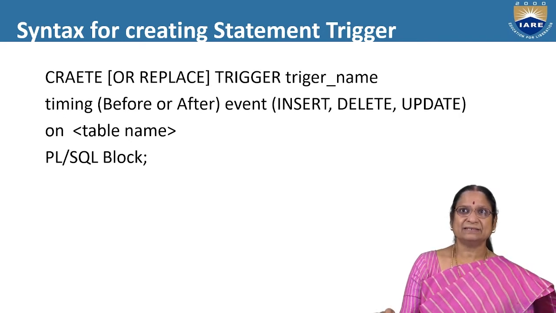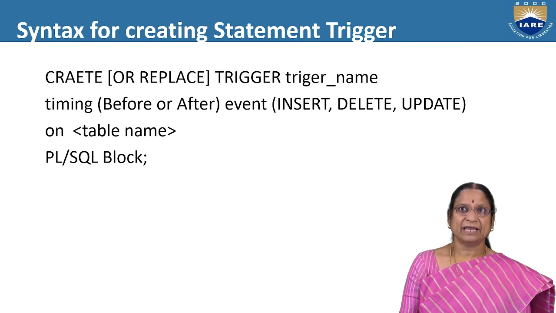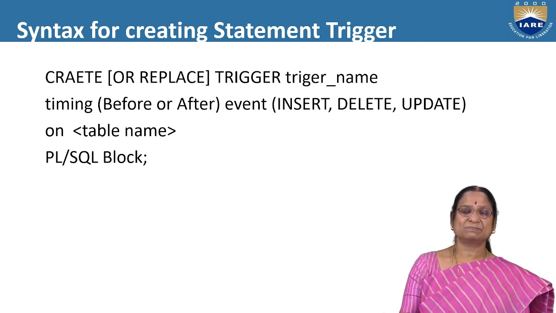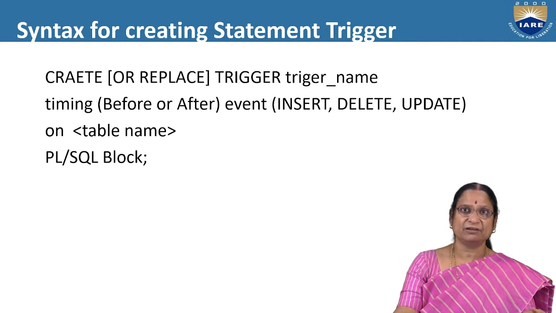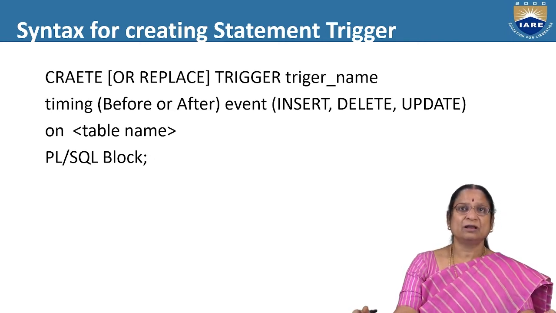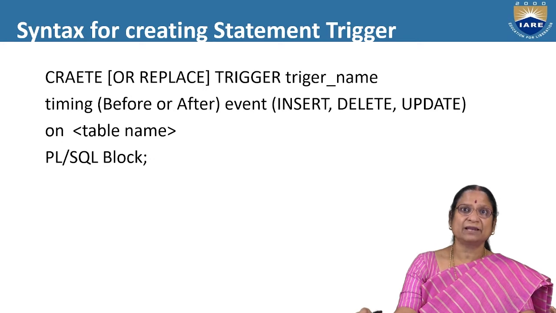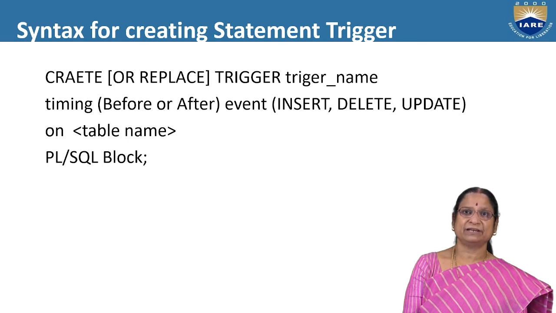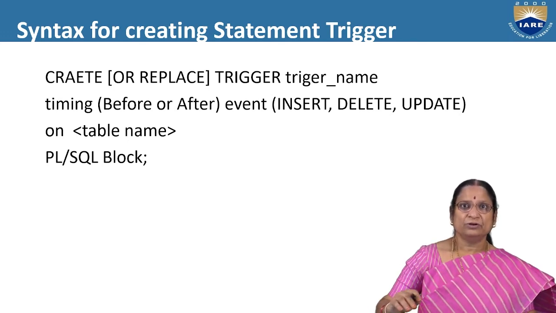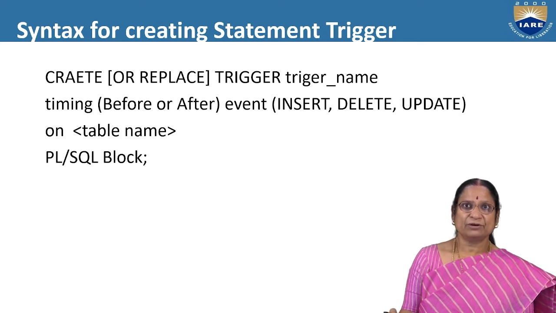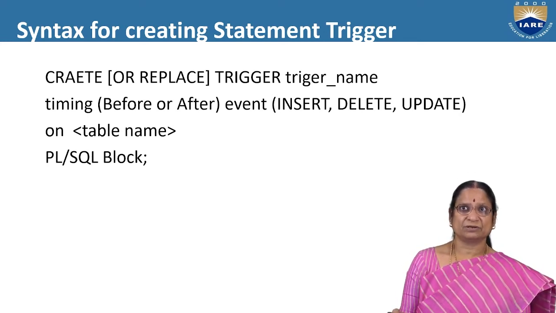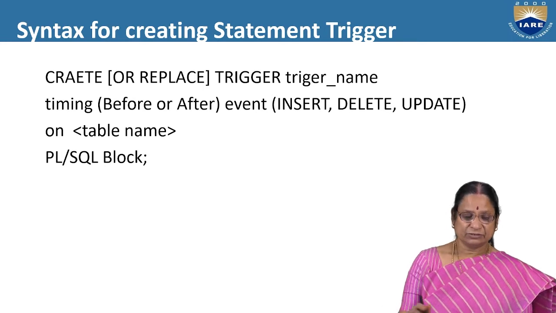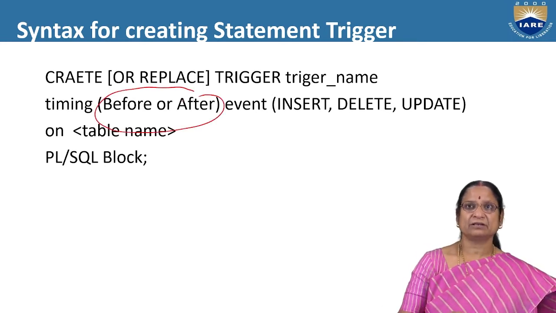So: create or replace trigger name, timing, event on table, then the PLSQL block. I explained already in procedures that we use create or replace, and we will use both because initially the trigger may not be correct. If we modify it and execute it with the same name, you may not get it. So to make the corrections properly, we use the create or replace option. Then the trigger name, and you can use either before or after.